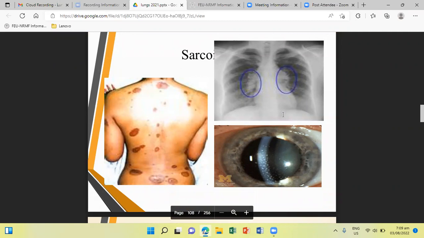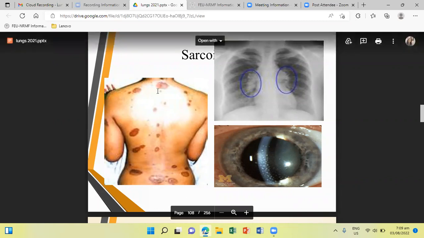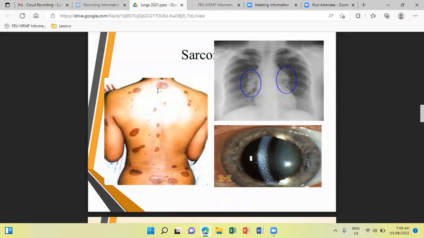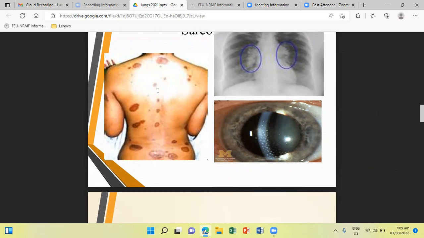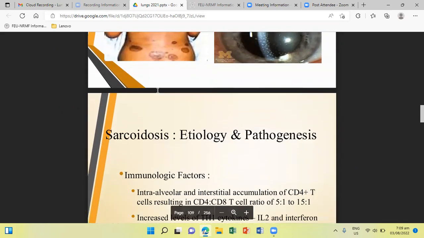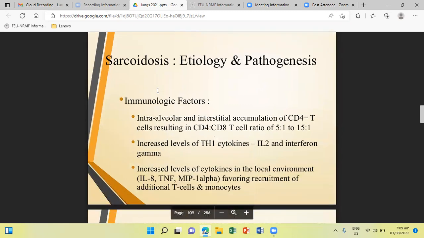Sarcoidosis usually occurs in adults younger than 40 years of age, but it can affect any age group. The prevalence is higher in women, but it may vary widely in different countries and populations. So if we take a biopsy of this skin lesion, we are expecting to see non-caseating granulomas. What is the pathogenesis behind that?